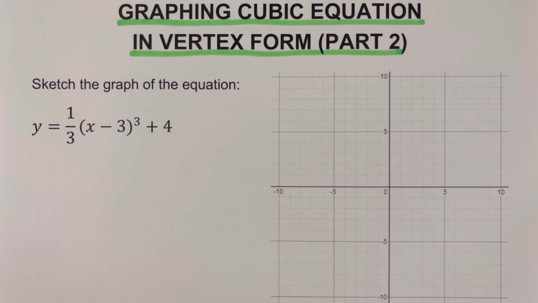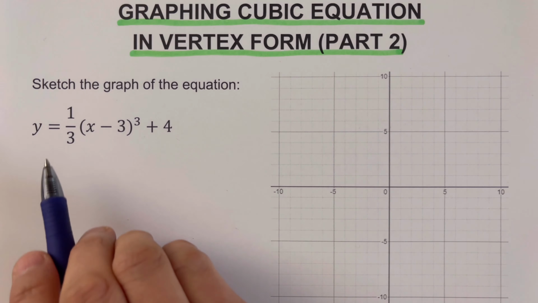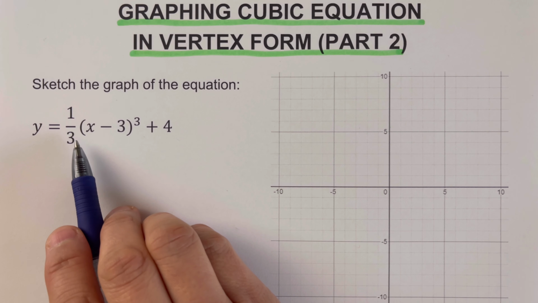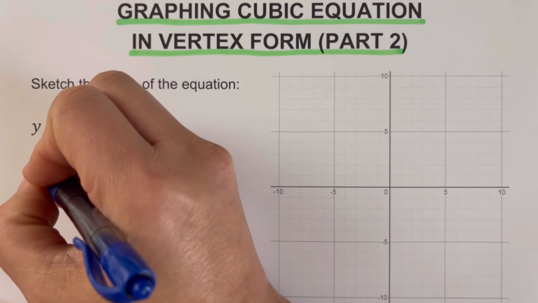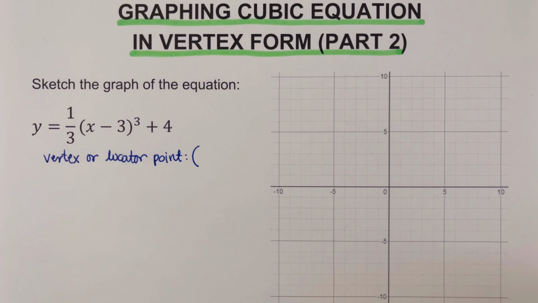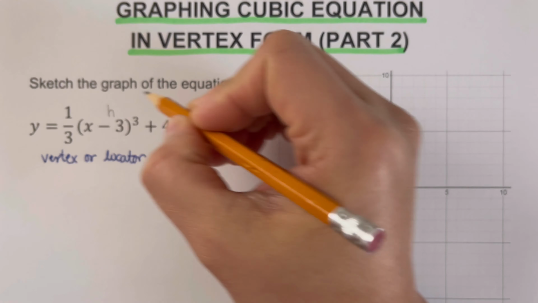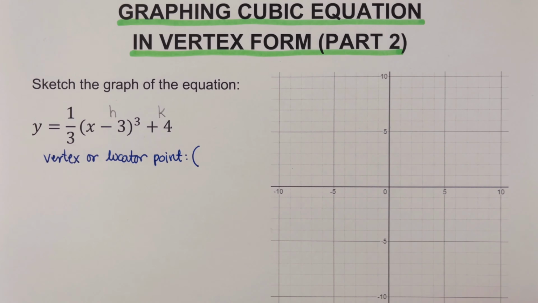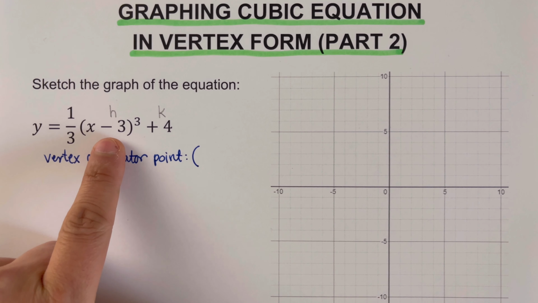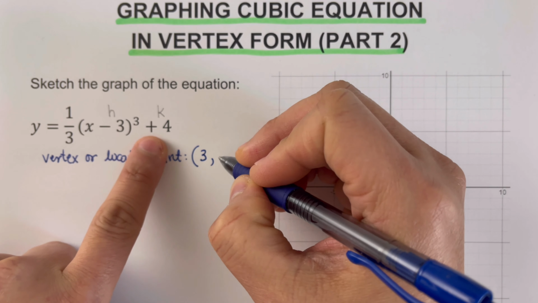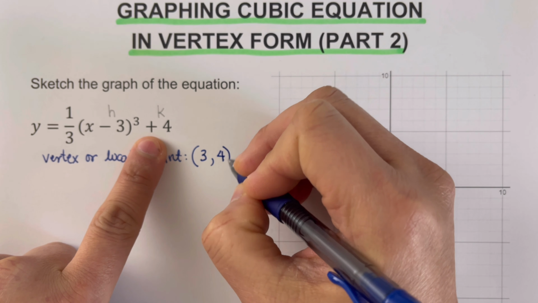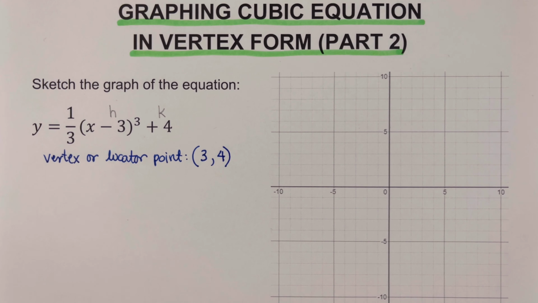Okay, so we go over this problem right here. We're supposed to sketch the graph for this. The first step is to determine the vertex, or the locator point. I'm going to write that down here. The coordinate of the vertex is (h, k), and this is our h and this is our k. The trick to write the coordinate is to switch the sign of h, so that comes out as positive 3 because it's a negative, and then keep the sign of k, and that would be 4. So this is the vertex, or the locator point, of this equation.